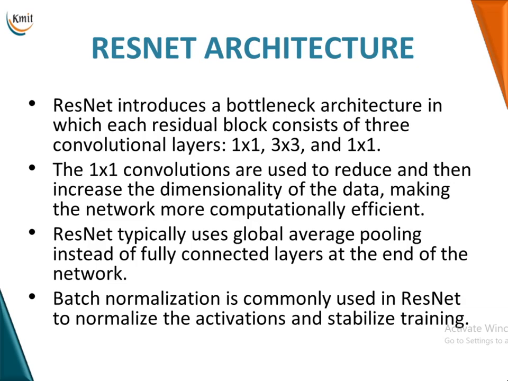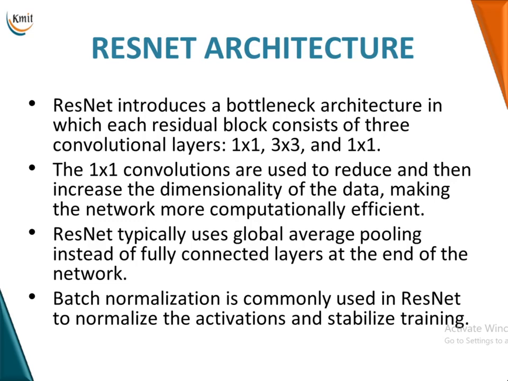Now if I talk about the ResNet bottleneck architecture that involves convolutional layers, you have got three of them: 1 by 1 convolution, then 3 by 3, and then 1 by 1. The first 1 by 1 convolution layer is used to reduce the dimension of the data, and the next one is going to increase the dimension of the data, thus making a computationally efficient network possible.